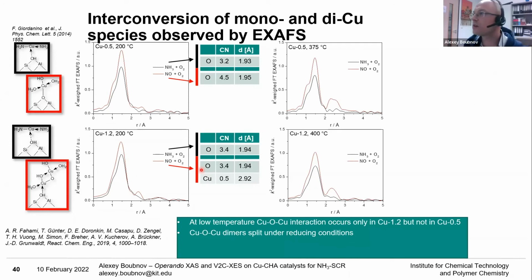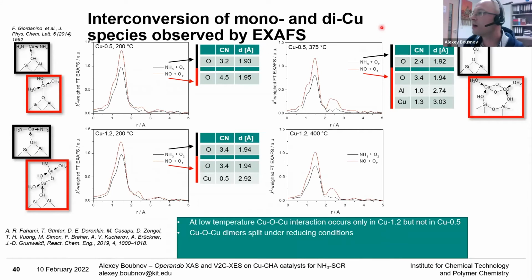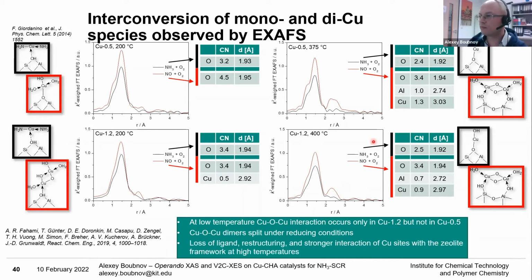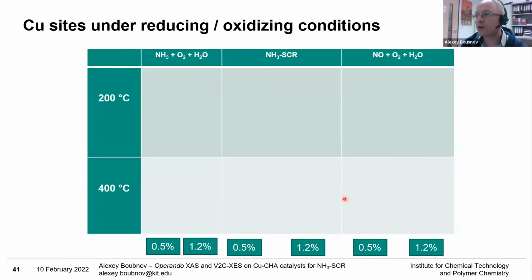Now, if we go to higher temperatures, we have quite an interesting picture. Under ammonia-based conditions, we still have monomers. We only see the oxygen shell. But as we go to oxidizing conditions, we see that we have dimers strongly interacting with the zeolite framework. And the same picture we have also for the high loaded catalyst. So we have restructuring of the catalyst, and we can really nicely differentiate between the position of the copper and its nuclearity in each of these cases by XAS.